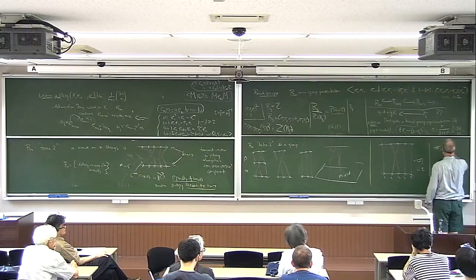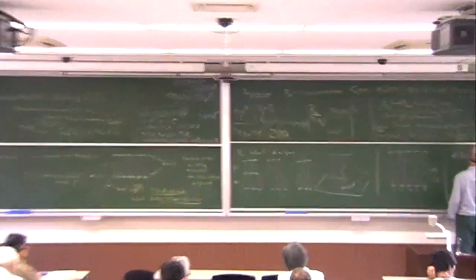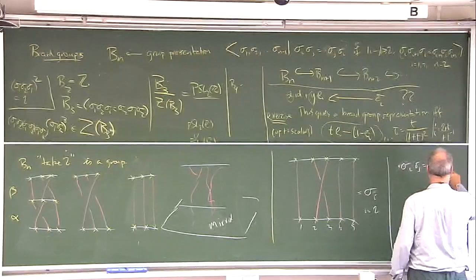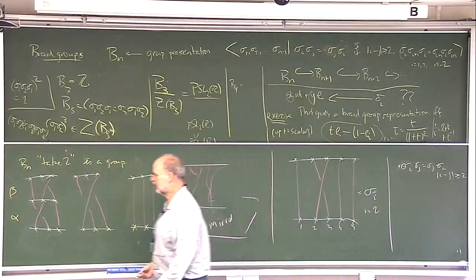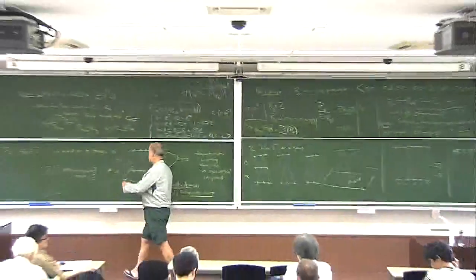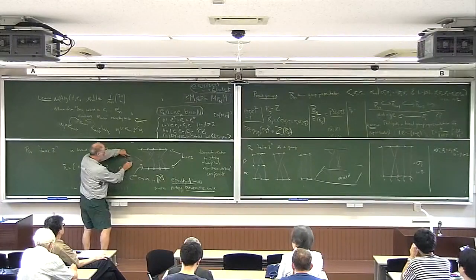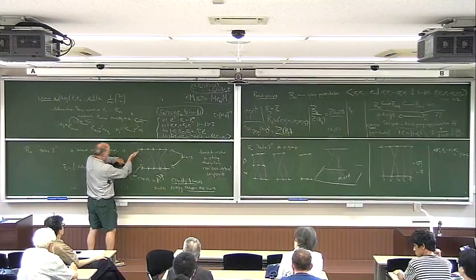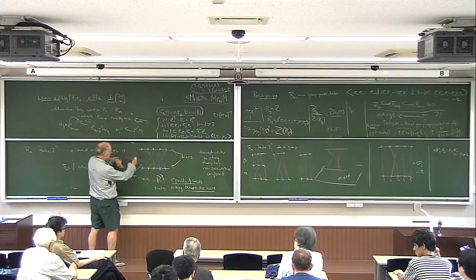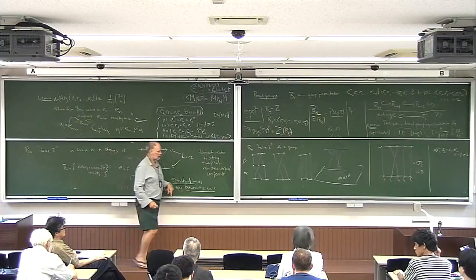And the relation sigma i sigma j equals sigma j sigma i, for |i minus j| greater than or equal to 2, is obvious. In fact, it's just what I said: if we have a crossing here and a crossing that's distant from it, then you can push, you'd have sigma i followed by sigma j, or sigma j followed by sigma i.